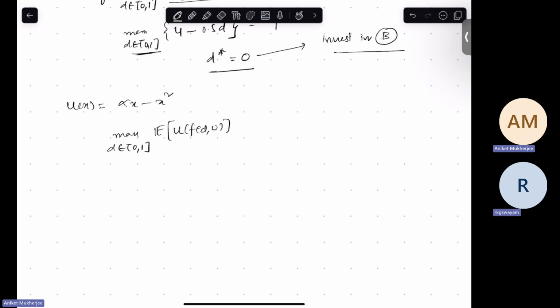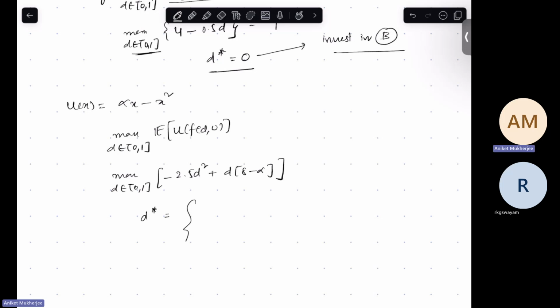Okay, so this boils down to max, I'm not doing the calculation again, minus 2.5 d squared plus t times (8 minus alpha). And the d star that you get here is 0 if alpha is greater than or equal to 8, and (8 minus alpha) by 5 if alpha belongs to 6 and 8.